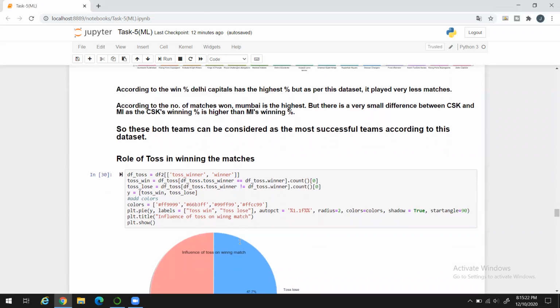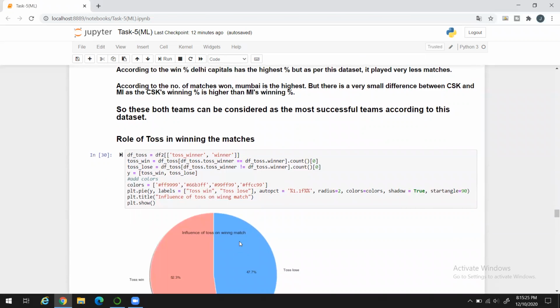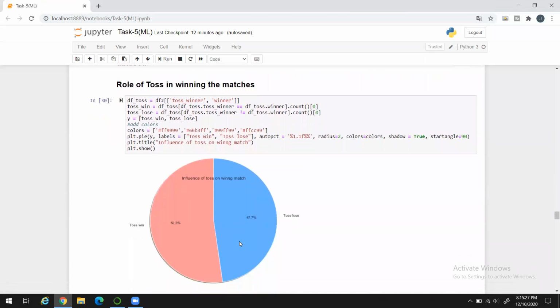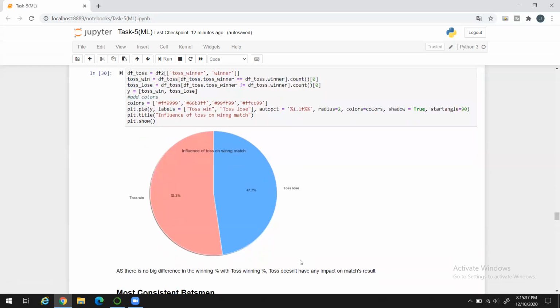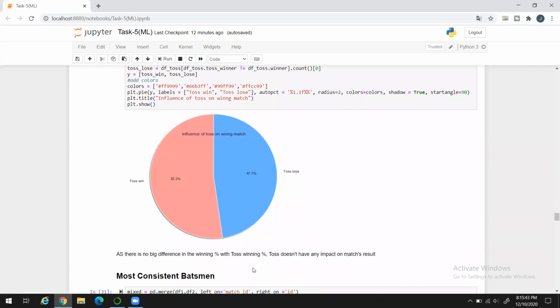Now the next thing is the role of toss in winning the matches. This particular pie chart will tell us whether winning the toss gives any upper hand in winning the match. Yes, there is a slight upper hand, but it's not a big deal. As there is no big difference in winning percentage with respect to toss percentage, toss does not have any impact on the match result.